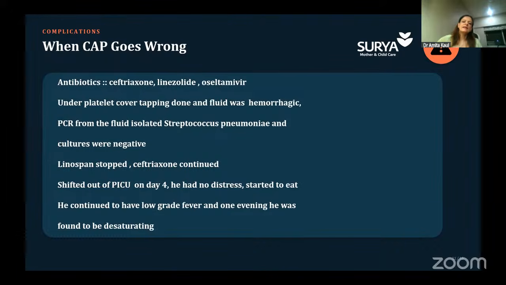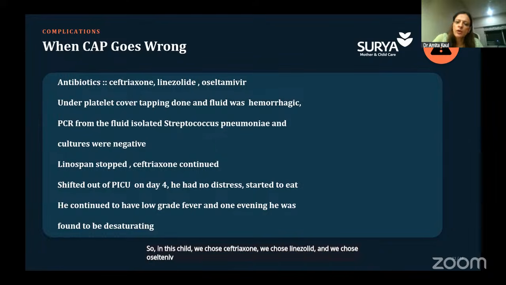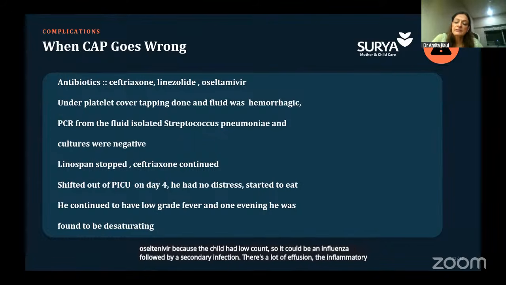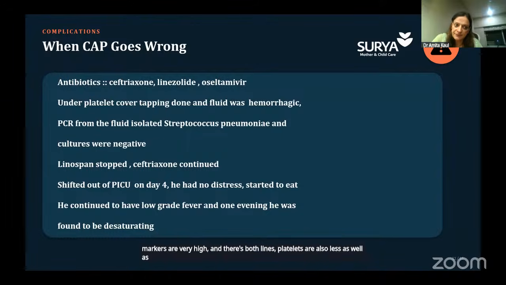So in this child, we chose ceftriaxone, linezolid, and oseltamivir because the child had a low count, so it could be an influenza followed by a secondary infection. There's a lot of effusion, the inflammatory markers are very high, and there's both lines, platelets are also less as well as TLCs are also less.